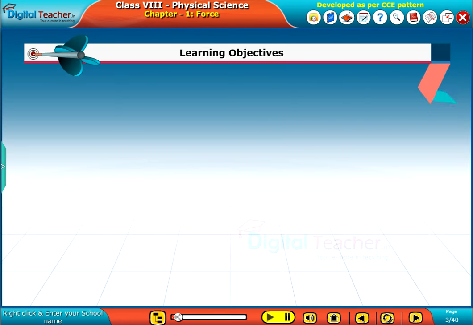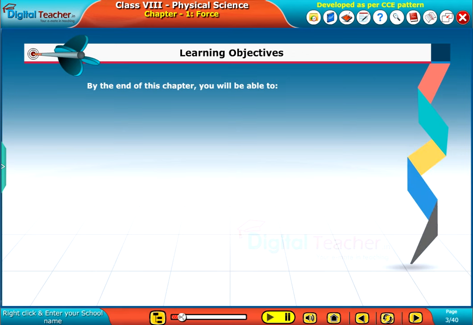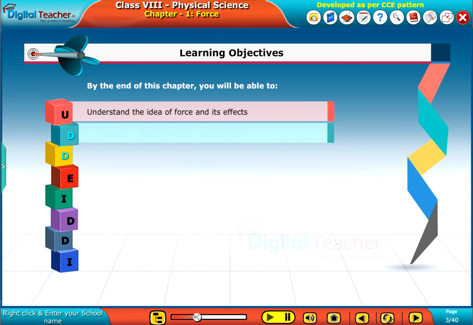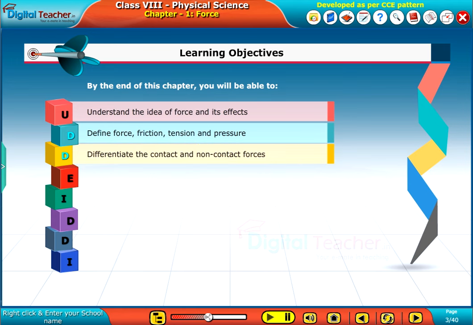Learning objectives. By the end of this chapter, you will be able to understand the idea of force and its effects. Define force, friction, tension, and pressure. Differentiate the contact and non-contact forces. Explain the force of friction.